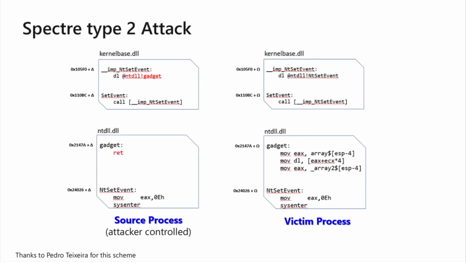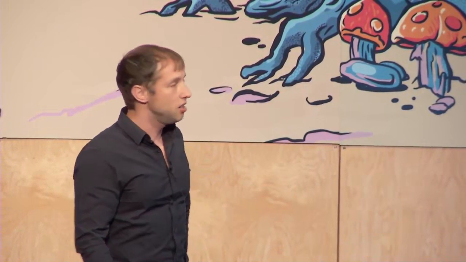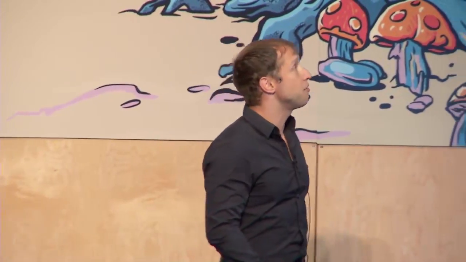I mean, call antiset event a lot of times. In that way, you train the branch target predictor. After you did that, you need to get the victim process to call the original antiset event. In this way, the branch target predictor knows to call the gadget instead of the original set event. Then the CPU understands that the target is wrong and clears out the results. But the important thing is that the results are still in the cache.